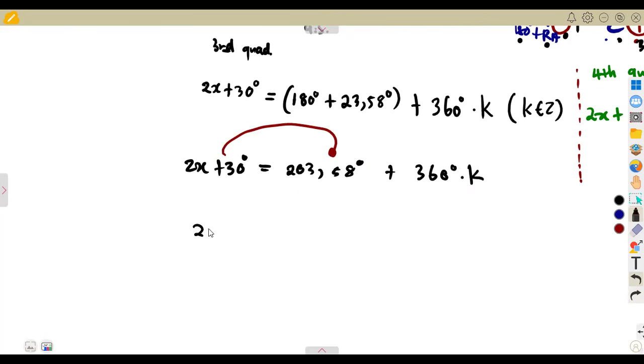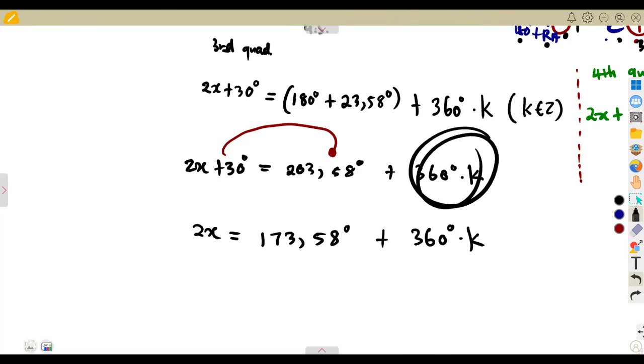So it means 2x is equal to 203.58. You subtract 30 degrees. So if you subtract 30, you are going to obtain 173.58 degrees plus 360 degrees times k. You can't subtract on this one because there is a letter there. These are unlike terms. Remember, guys, you're also using the algebra concept, angles and angles on their own. K is a number, it's not an angle. K is an integer, just 1, 2, 3, minus 1, minus 2, 0, and so forth.